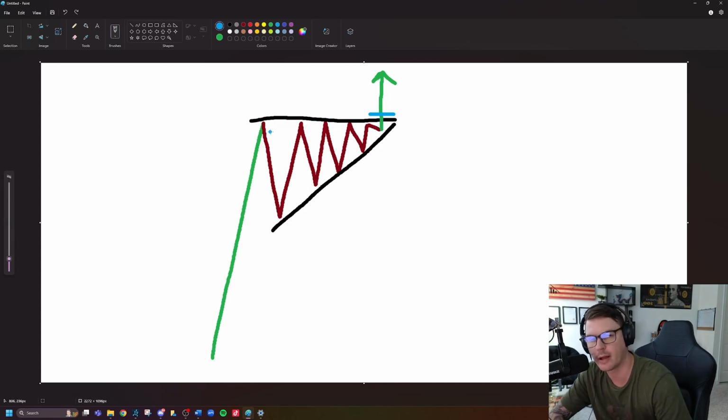Since we know that prior resistance should become new support, the top side of the triangle should be your stop loss. And where you take profits overhead is going to be totally up to you. Most options traders that I know like to take their profits around a 20% gain.